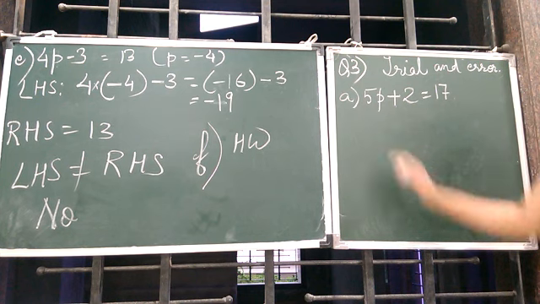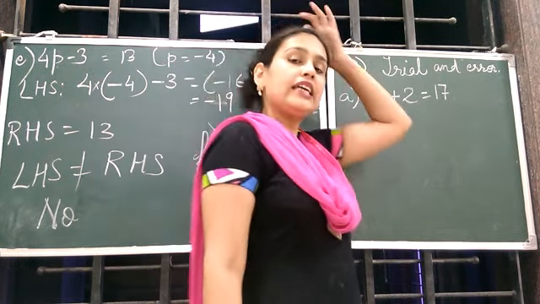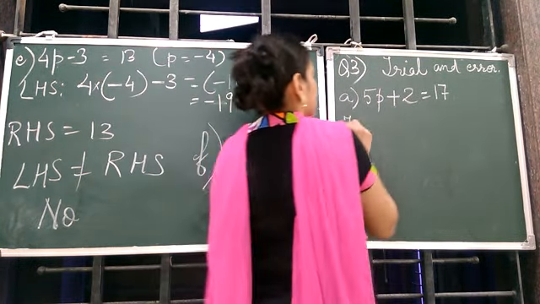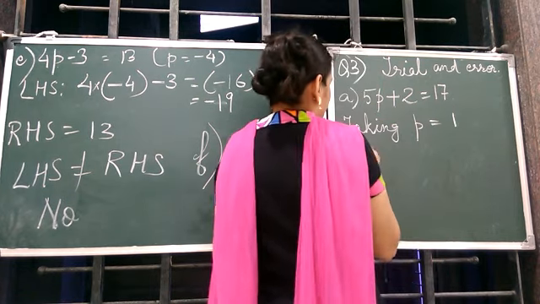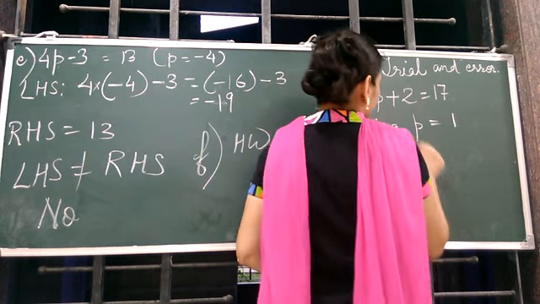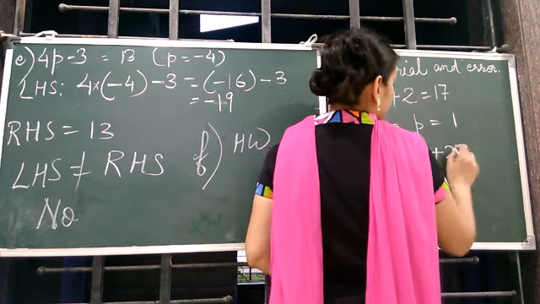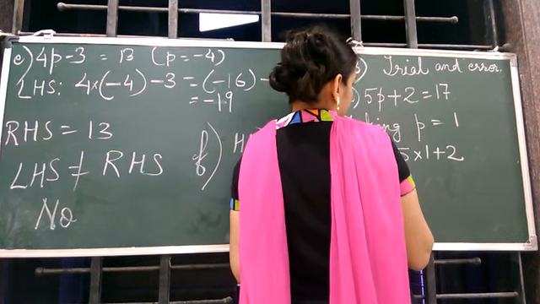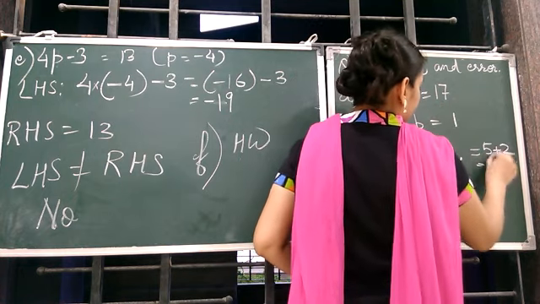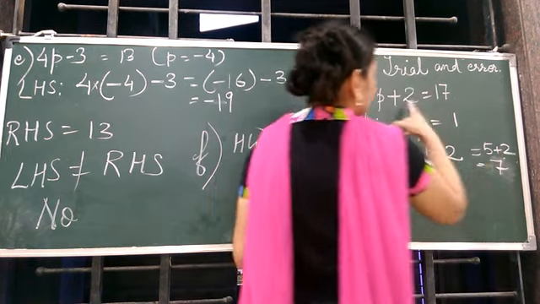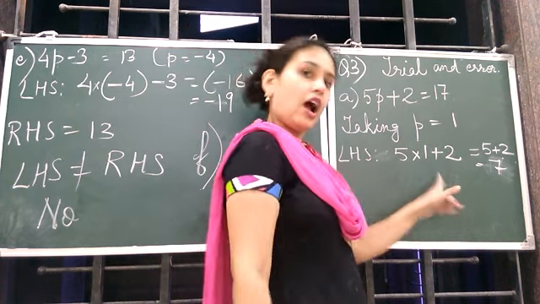That is 1. So we will take the value of p as 1 and we will find out whether LHS is equal to RHS. So we will write, taking p is equal to 1, LHS: 5 into 1 plus 2. 5 ones are 5, 5 plus 2 is 7. Is the answer matching? No. That means ये try किया पर error आ गया. अब हम दूसरा try करेंगे.